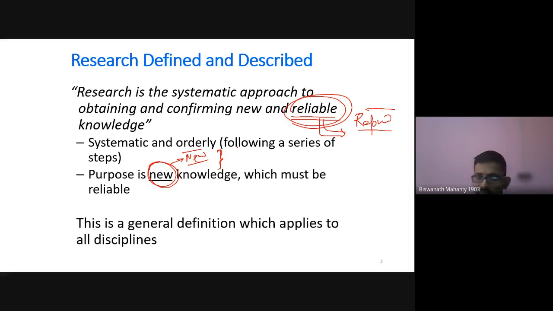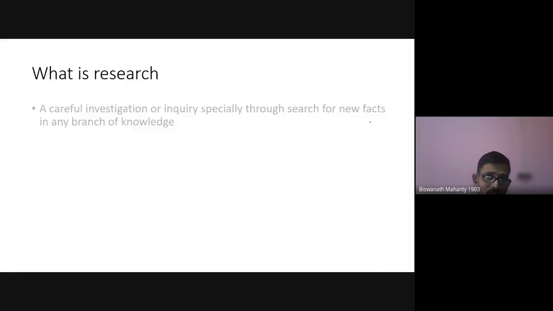So this is a general approach we are talking about, not necessarily biology. It can be any other domain. It can be social science. It can be in business or management people. They can also have systematic, orderly manner they will do, and they will get something new out of that. This is all about research definition. So essentially, you should have a careful investigation.